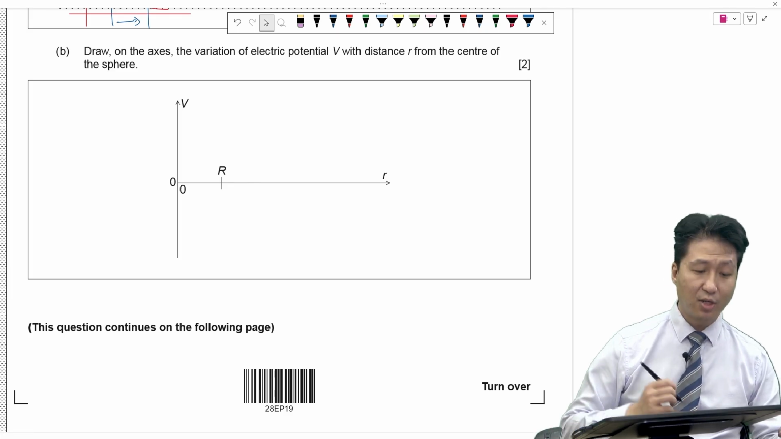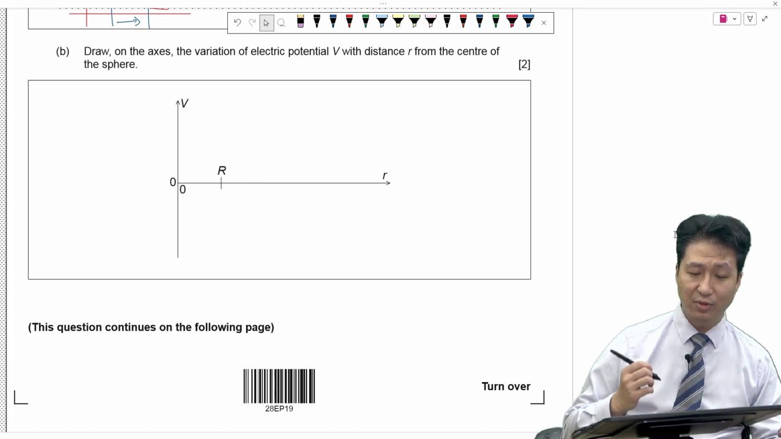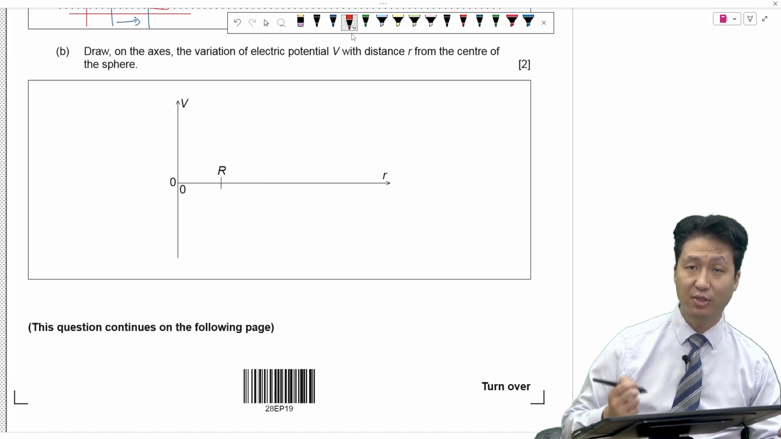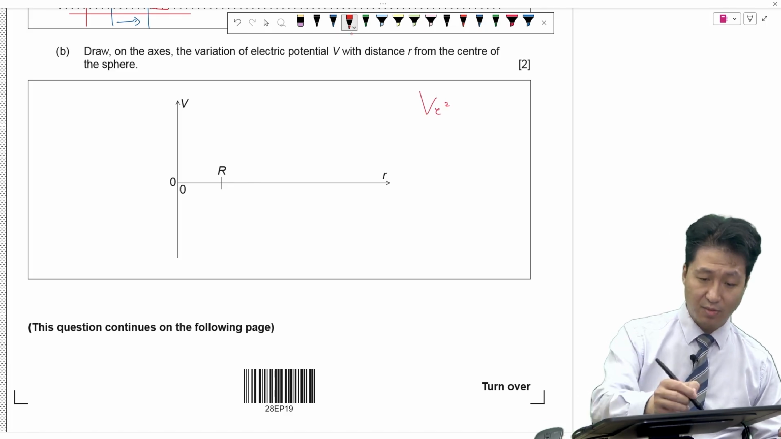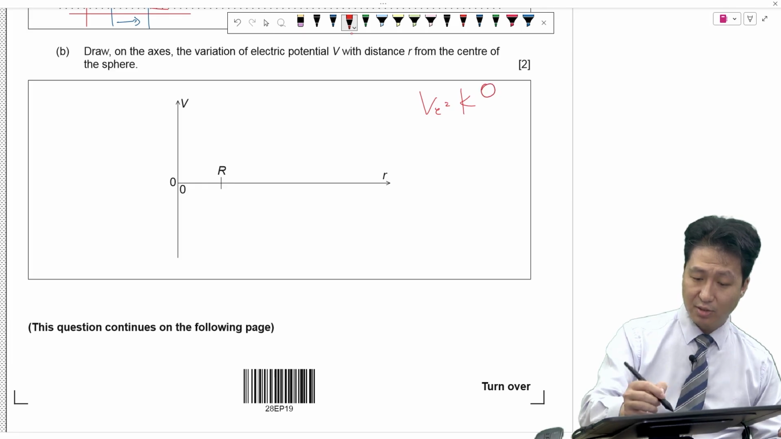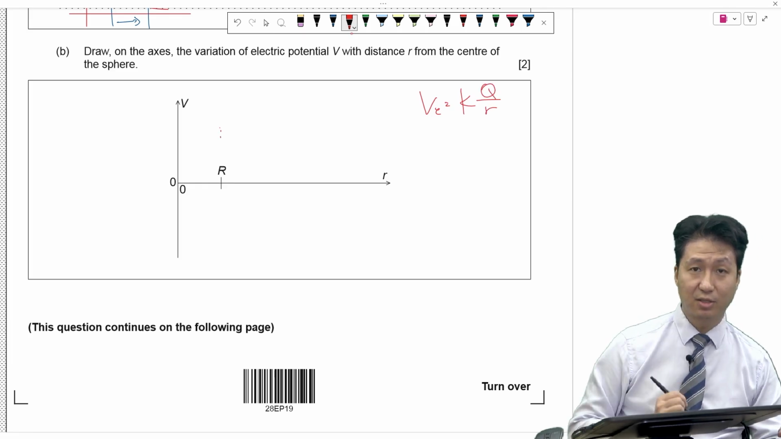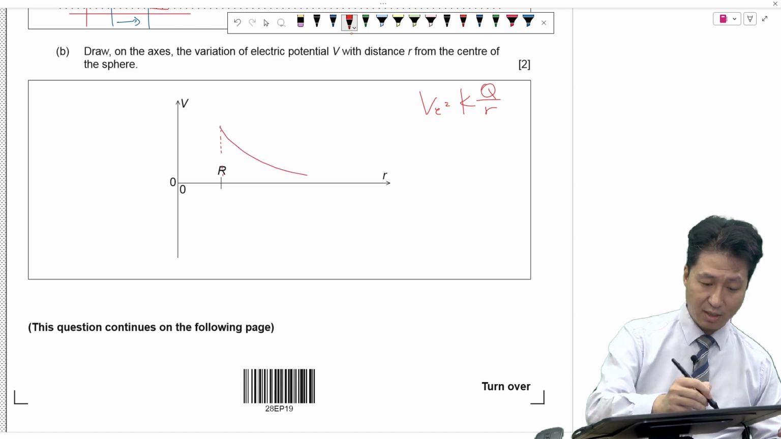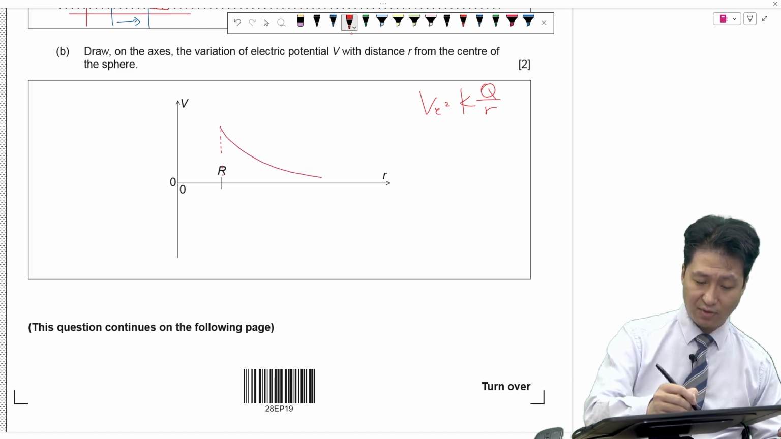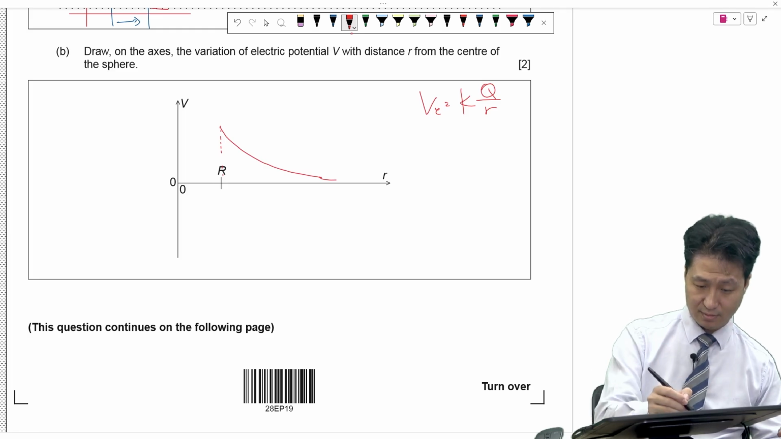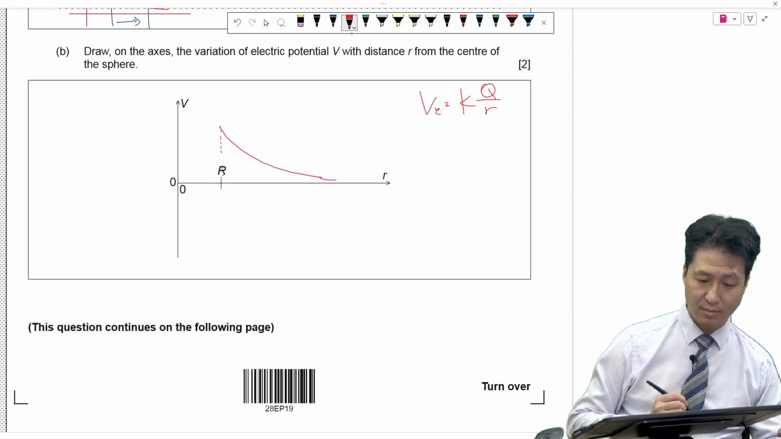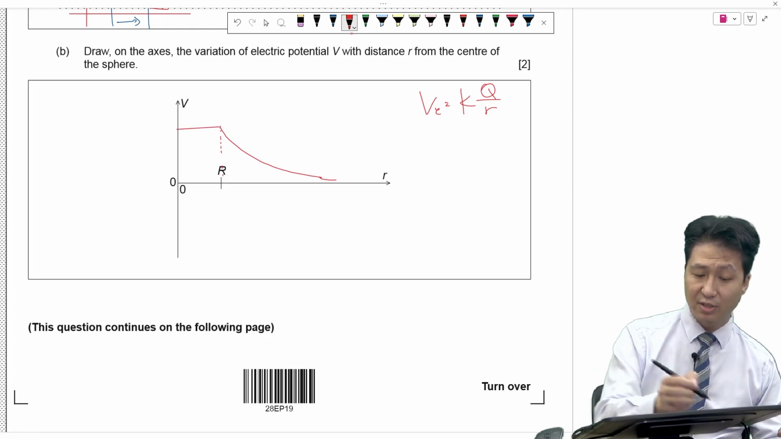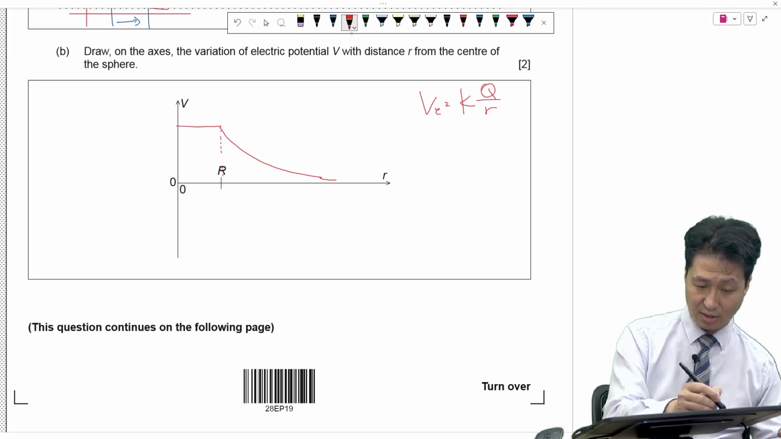Part B, draw on the axis the variation of electric potential V with distance r from the center of the sphere. Well, one more time. Electric potential would be the Coulomb constant times the charge divided by the distance r. So up to the radius, it's just the inverse relationship graph. What happens here? Inside of the conducting sphere, though, the potential is constant.